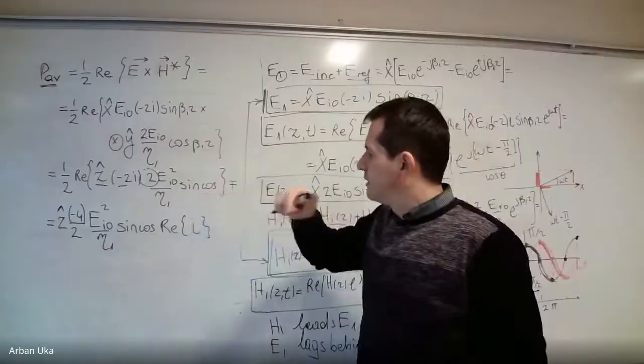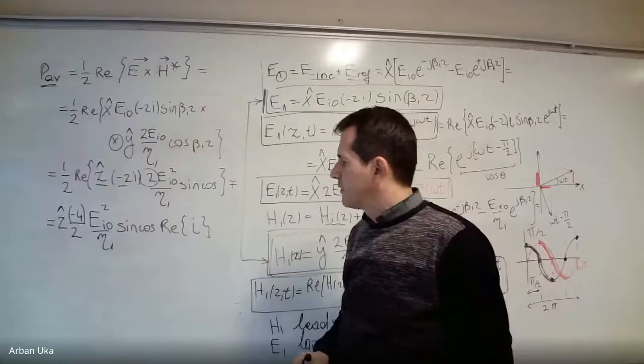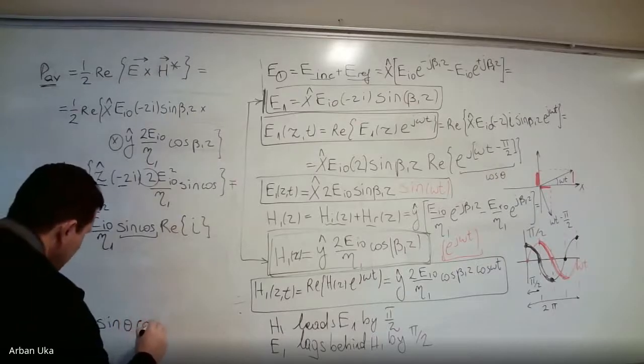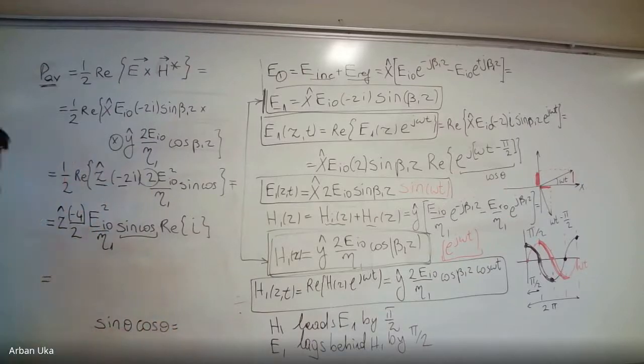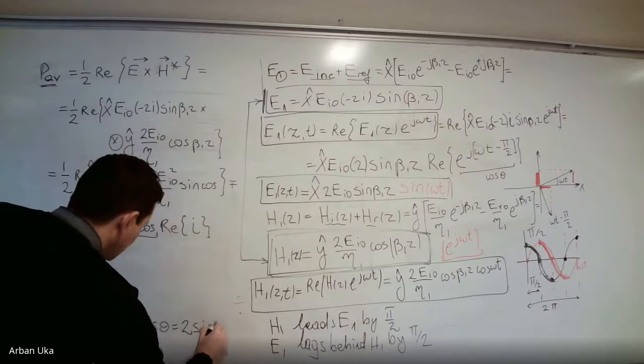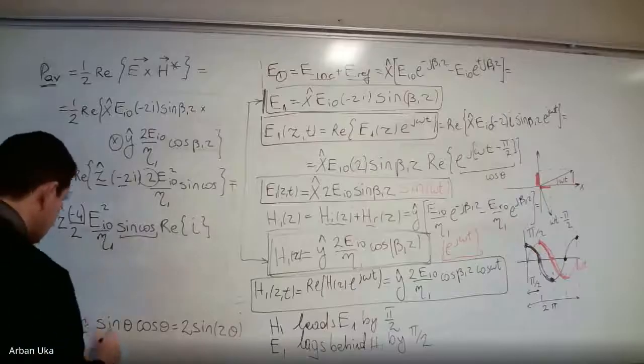Can we use the identity that sine 2 omega t is equal to 2 sine omega t cosine omega t? Sine omega t, you mean here? Yes, and because we have a constant that is 2 that multiplies them, we can use the identity that sine 2 omega t is equal to 2 sine omega t cosine omega t. Yes, I agree with this here. So you are saying sine times cosine is equal to sine 2 omega t over 2, am I correct?